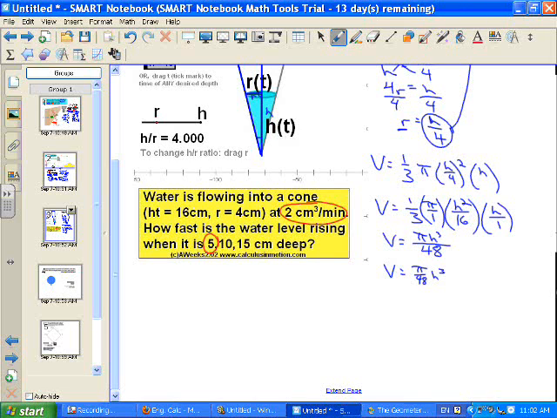I would have to product rule this, or quotient rule pi over 48. But because I'm going to let pi over 48 be my coefficient, it's going to be way easier.